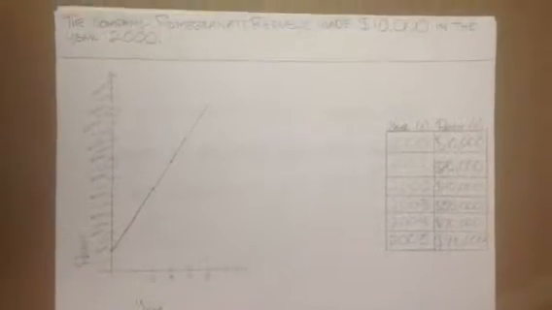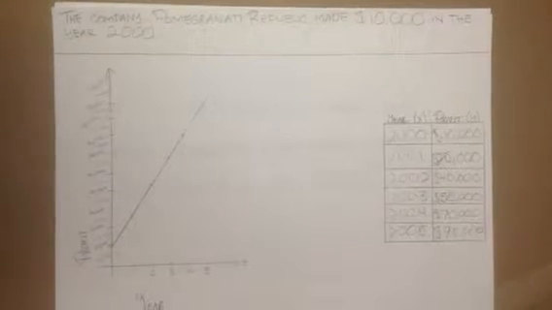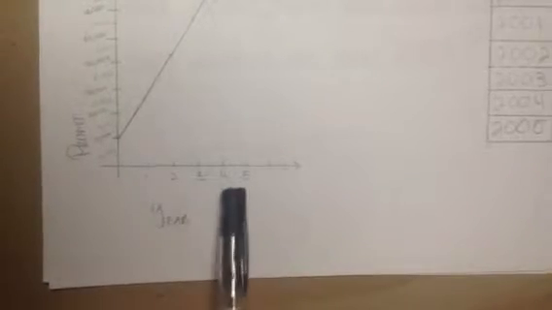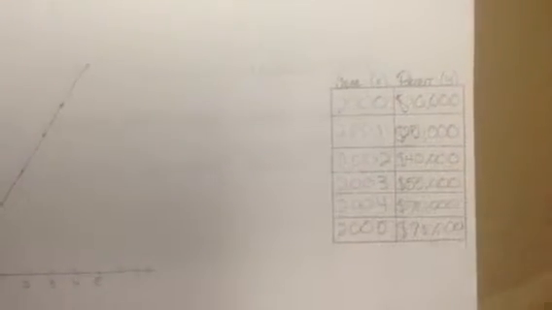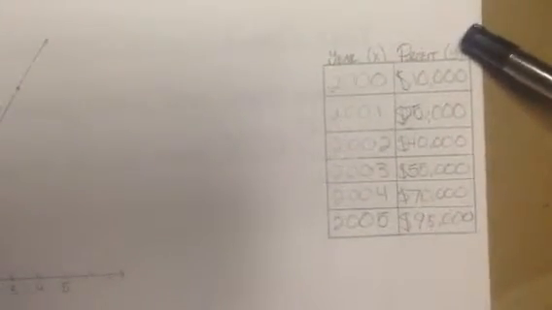So what we have here is the company Pomegranate Republic made $10,000 in the year 2000. On the x-axis here, we have the years 1, 2, 3, 4, and 5 being represented over here as 2001, 2002, 2003, 2004, and 2005. On the y-axis, we have the profit, which goes from 5,000 to 100,000, which is also represented over here on the graph on the right.